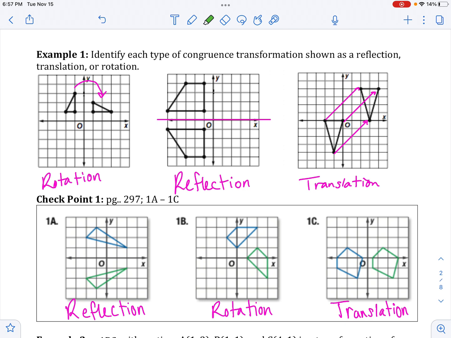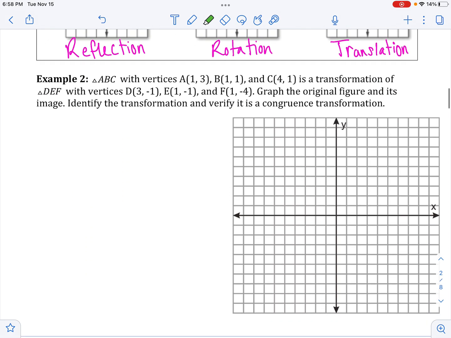Well, if you're looking at congruence transformations, another way to prove congruence would be to say that one shape is a transformation of another by a reflection, rotation, or translation. And if I can show that one shape is a reflection, rotation, or translation of another shape, or that I can get from one spot to another by doing a translation, rotation, or reflection, then I have shown that those two shapes have to be congruent.